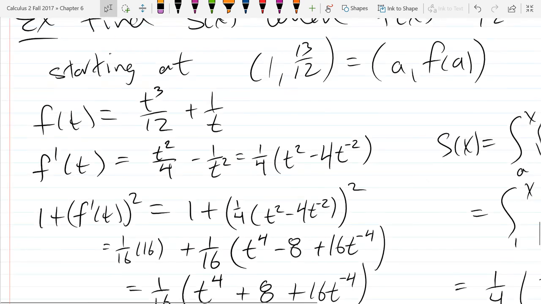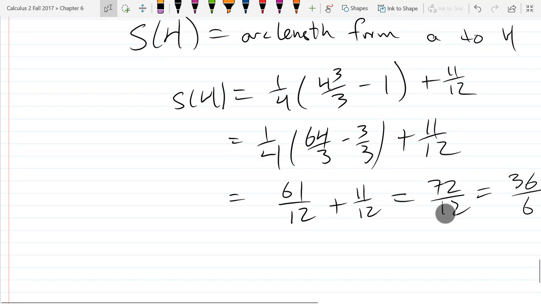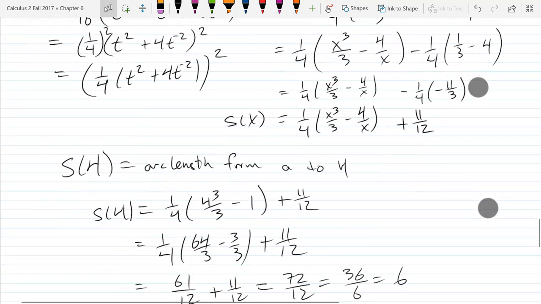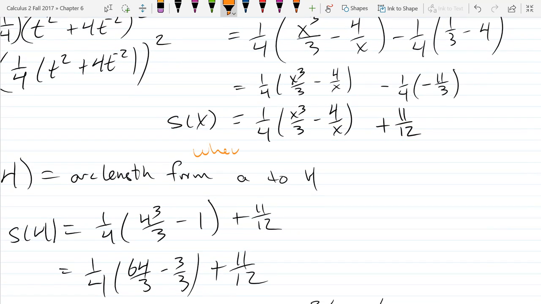So you can apply the above, basically as long as, where do we write our final version of S of X? Here we go. So this works when, in this case, X is greater than zero. So it's not going to work if X is zero or negative. So here's our final answer for S of X.